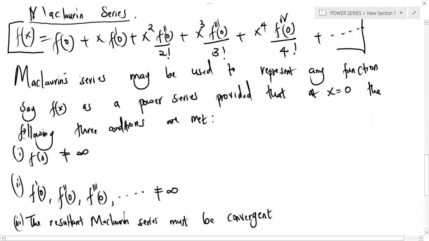So this Maclaurin series may be used to represent any function f of x as a power series, provided that the following conditions are met. The first condition, provided that at x is equal to 0, these conditions are met: f of 0 is not equal to infinity. The second condition is that f prime of 0, f double prime, the derivatives are not equal to infinity. And finally, the resultant Maclaurin series must be convergent.